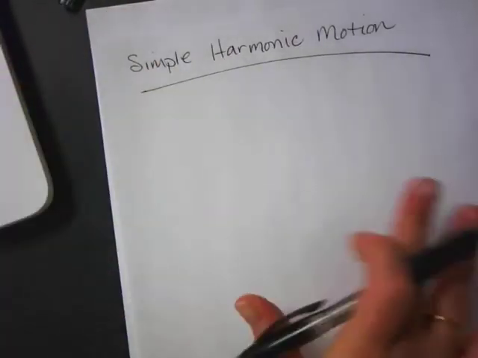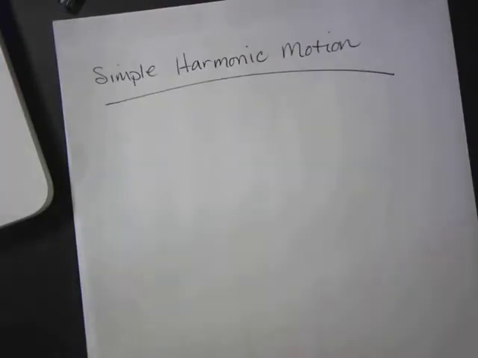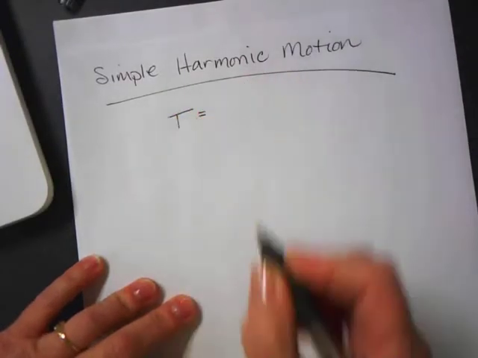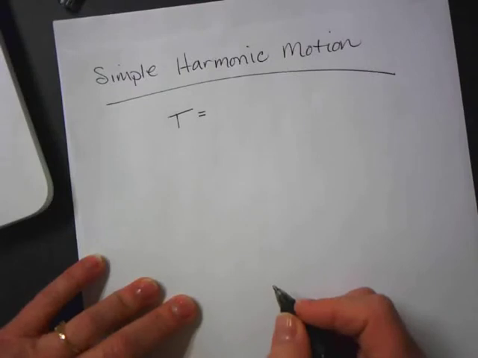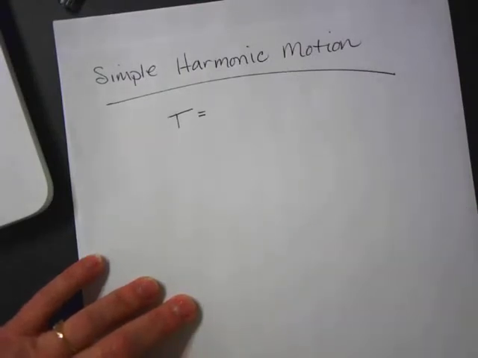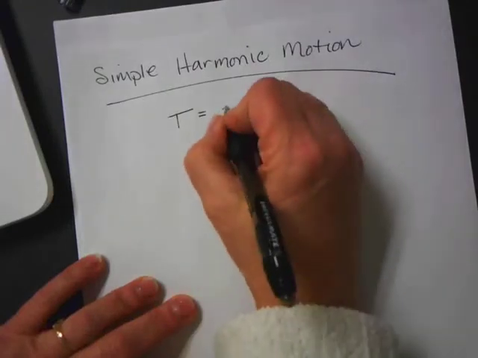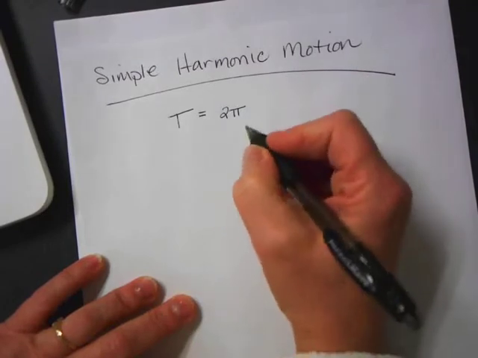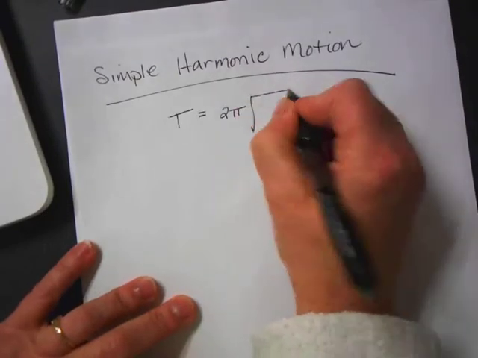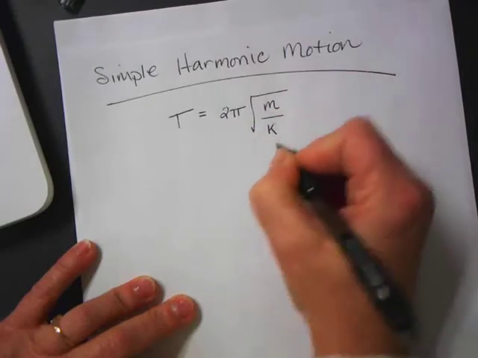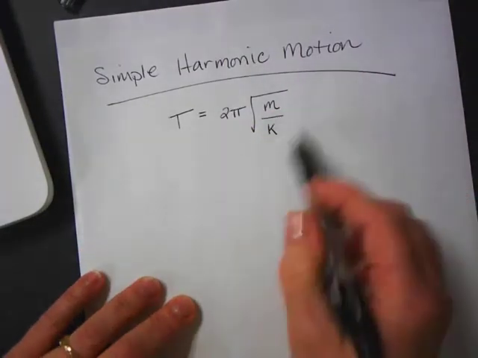So, simple harmonic motion. There are a lot of characteristics. First of all, the period, so the time it takes to go from one position all the way through a full cycle and back to that position again, is 2 pi. And if you don't know what pi is, get out of my class right now. Times the square root of the mass divided by k, which stands for the spring constant.